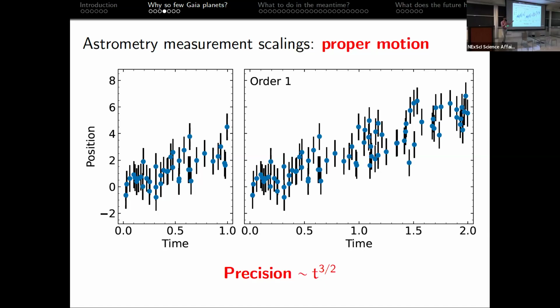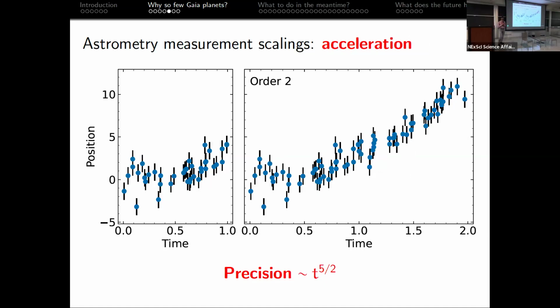So I win with a longer survey. And if I go to an acceleration, it's even more dramatic. You can't really tell on the left, I don't think, that that's a parabola. But on the right, you can, even though it's only twice as long. And so I scale not as t to the 1/2, not as t to the 3/2, but as t to the 5/2. So that's a big part of the reason why Gaia hasn't realized its promise yet.